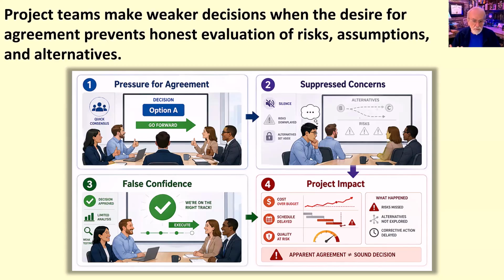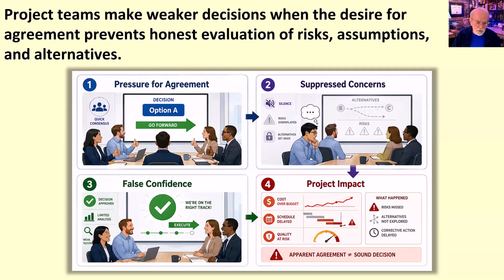Groupthink can create false confidence, when the team may believe the decision is strong because no one objected, when in reality, the decision was never fully tested. This can affect risk identification, schedule estimates, cost assumptions, quality decisions, stakeholder expectations, and change decisions.